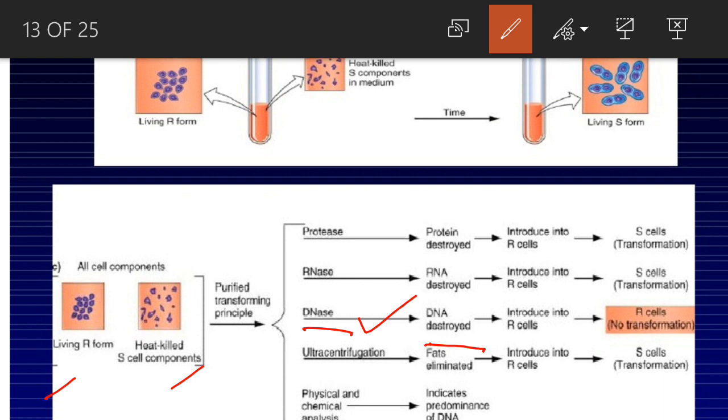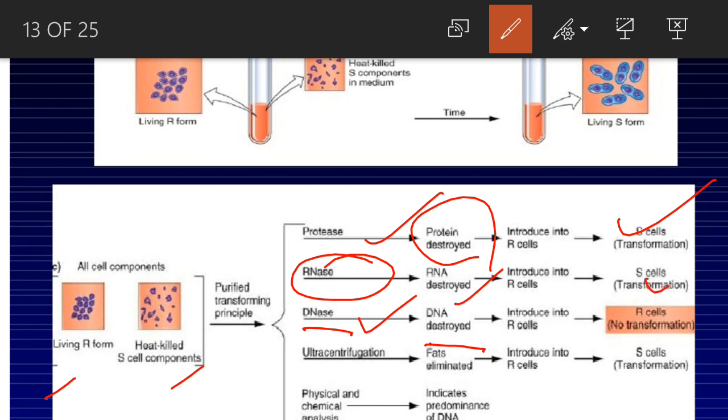When they utilized proteases, it destroyed the proteins, but it did not affect any transformation. But when they utilized RNase, RNA was destroyed. When RNA was destroyed, the transformation still occurred because it did not affect the DNA. From this experiment, it was clear that the genetic material is DNA. It's not the RNA or the proteins. They concluded that DNA is the hereditary material, but not all biologists were convinced.